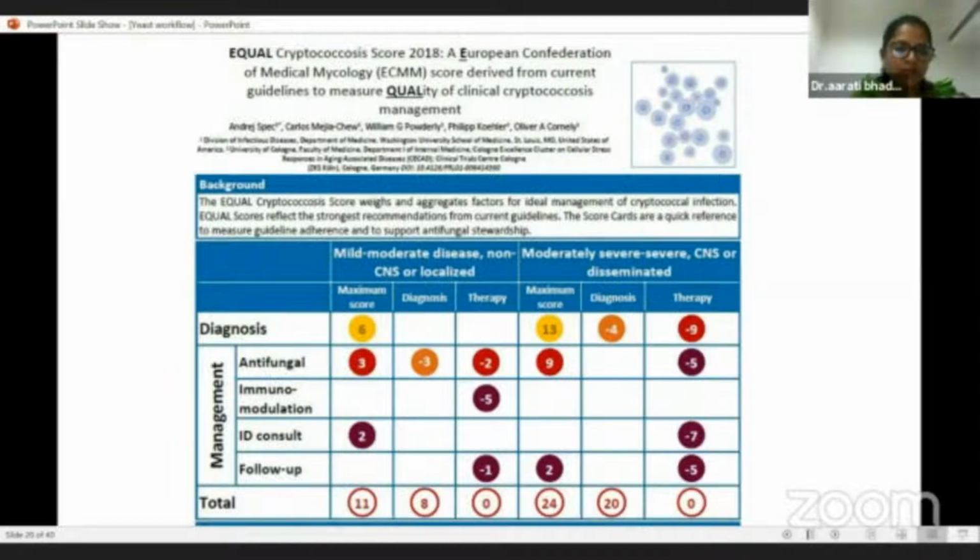In this, diagnosis and management parts will be included in the score. That's antifungal, which drug we are using, immunomodulation, ID consult, and follow-up. These components will form part of the score, and it will help in the assessment of adherence to the guidelines and to support antifungal stewardship.